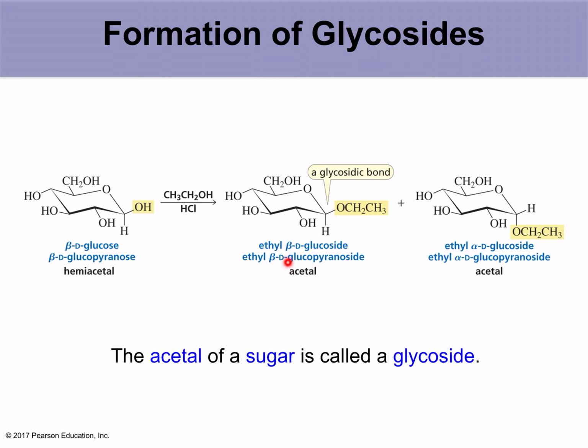It's a D sugar. It's a glucose, D glucose. It's a pyranoside because it's 6-membered, and side because it's a glycosidic bond. So this is beta D-glucopyranose. This is ethyl beta D-glucopyranoside, which is an acetal. Okay. Now, if this is facing down, there would be ethyl alpha D-glucopyranoside, another acetal.